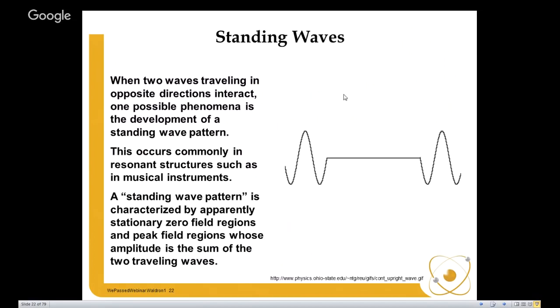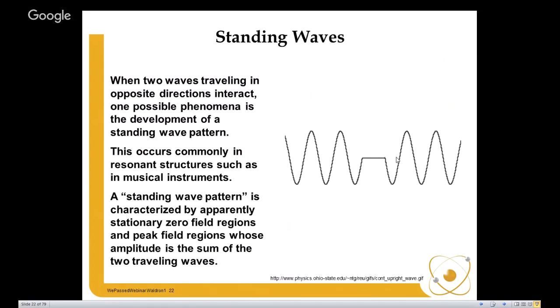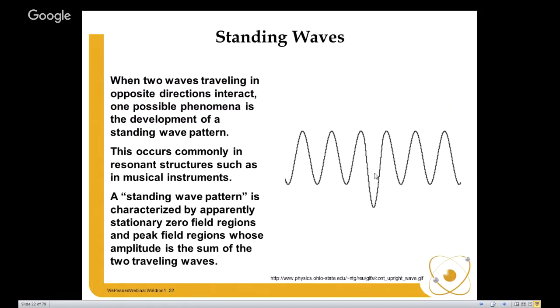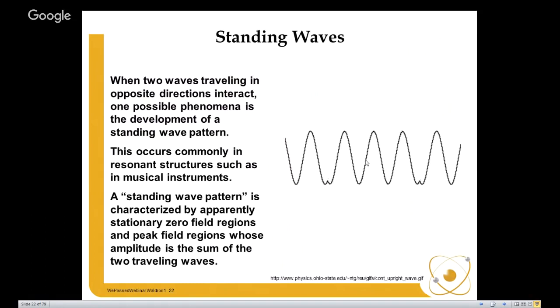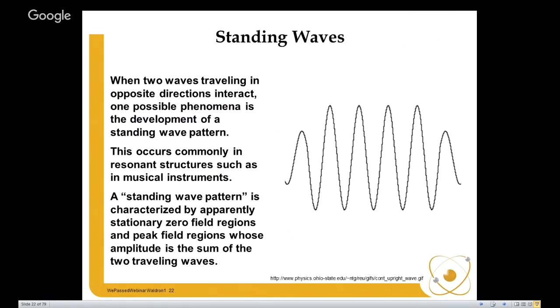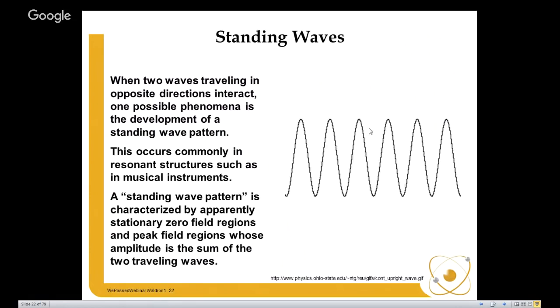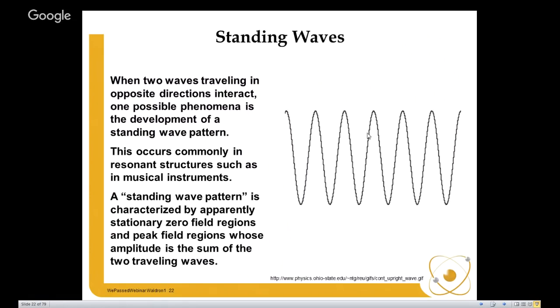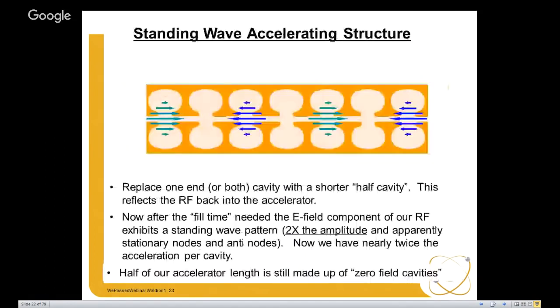pattern in which I have peaks that are just switching between positive and negative, and zero points that are nodes and nodes that do not seem to be moving at all. And the standing wave is generally twice or nearly twice the amplitude of the two waves coming from the opposite directions.